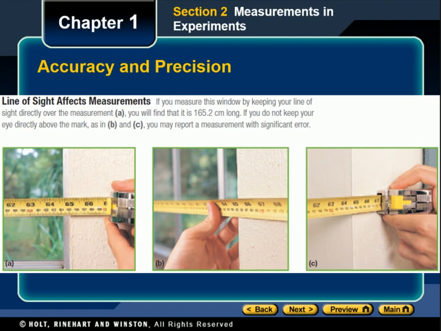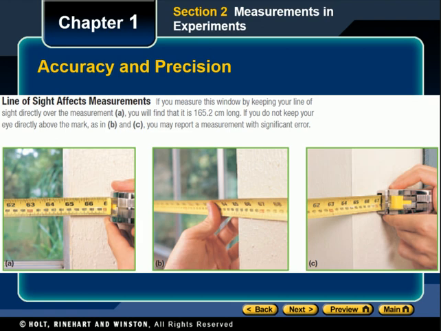Method error can be greatly reduced by standardizing the method of taking measurements. For example, when measuring the length with a meter stick, choose a line of sight directly over what is being measured, as is shown in the figure here in portion A. If you are too far to one side, you will likely overestimate or underestimate the measurement, like is shown in part B or C of the image on your screen.